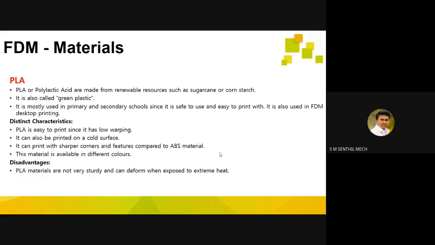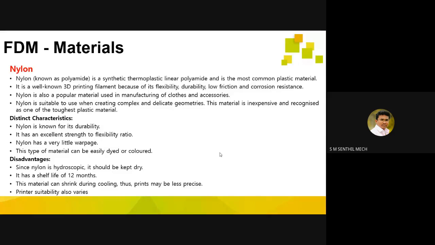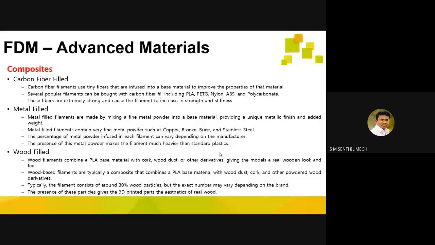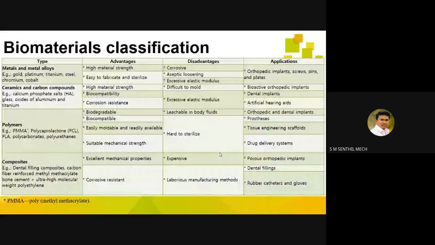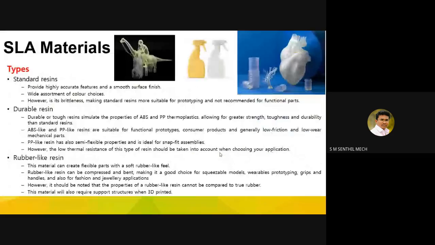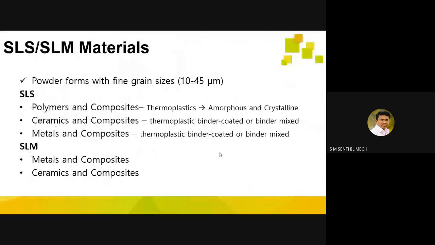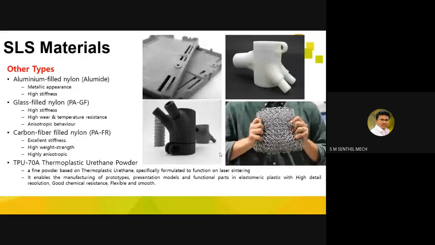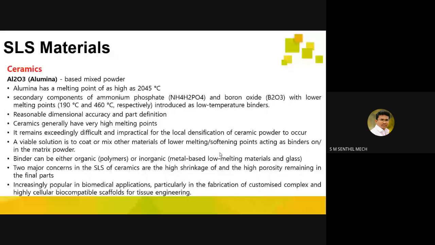Today we have discussed FPM already, and FPM substrates. This is what we discussed last time. And within these materials, we'll be coming to SLS and SLM, which use powder forms. The fine grains usually have a grain size of 10 to 45 microns. So this is where we stopped last class.